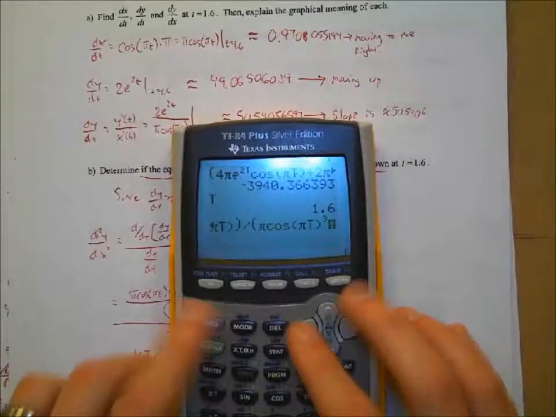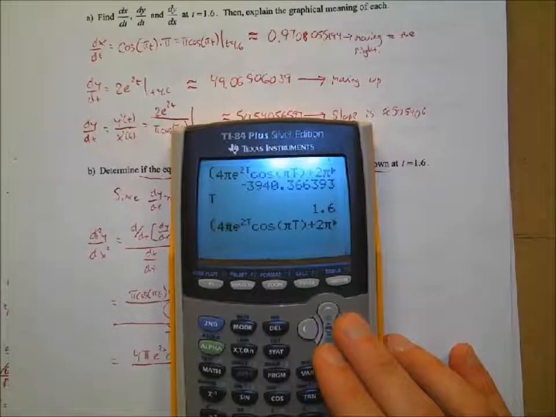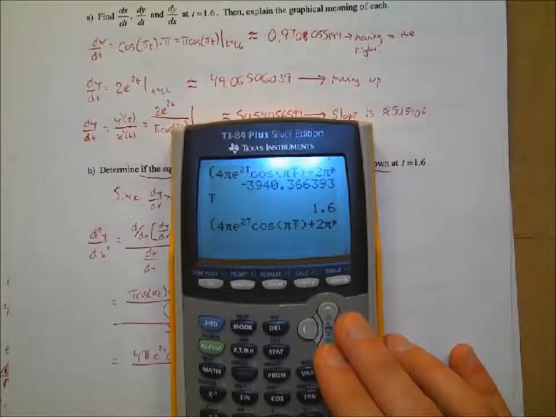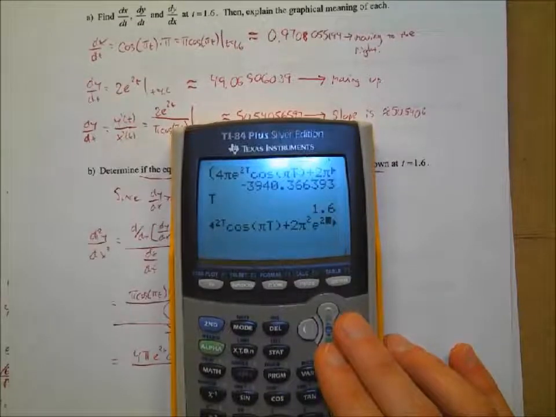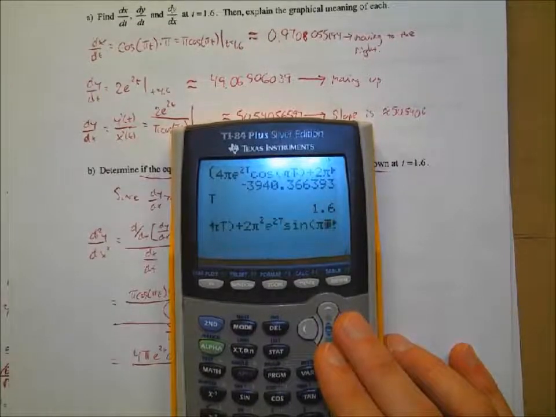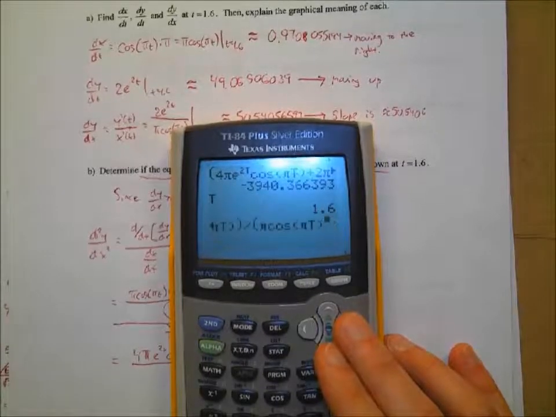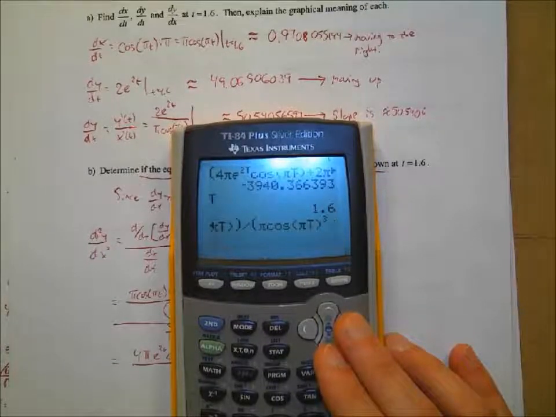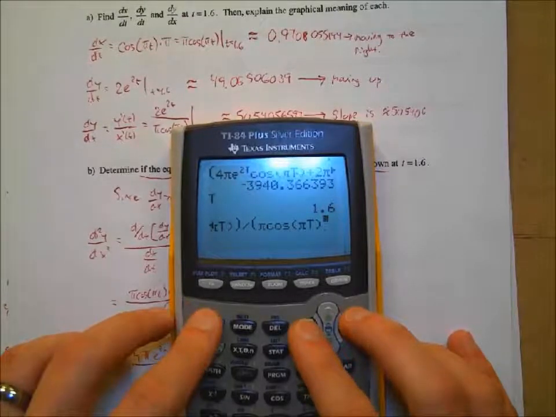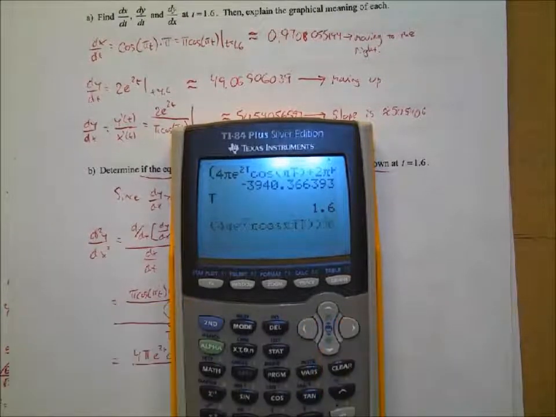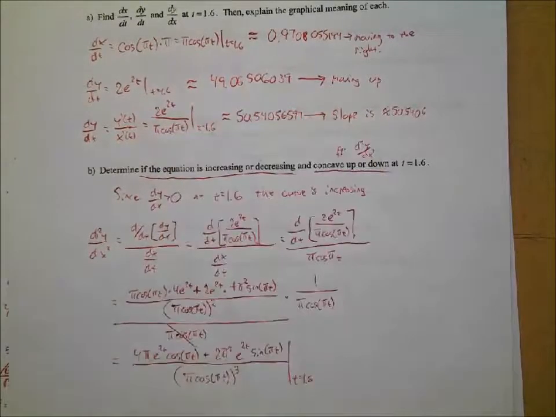I think it should be negative 399, so let's see here. 4 pi e^(2t) cosine pi t plus 2 pi squared e^(2t) sine pi t, over pi cosine pi t to the third. You're not cubing the whole thing, you're just cubing the... Oh, thank you. Yep, I see it now. I forgot the other parenthesis there. There it is: negative 399.242. I got the right answer.